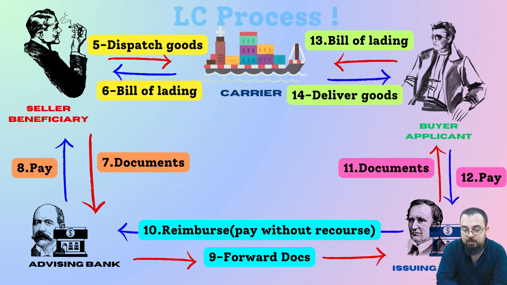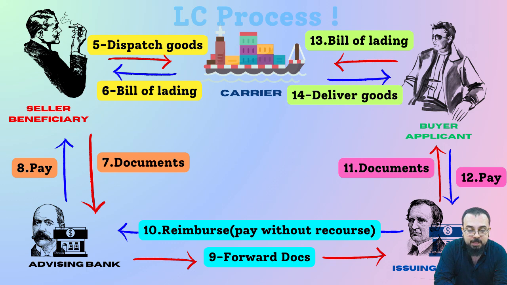Of course, here we have a technical point. Nominated bank and advising bank could be different. But for now, both of them are one. The advising bank forwards all documents to the issuing bank and gets reimbursed. Now, the issuing bank informs the applicant that the bill of lading and other documents are received.